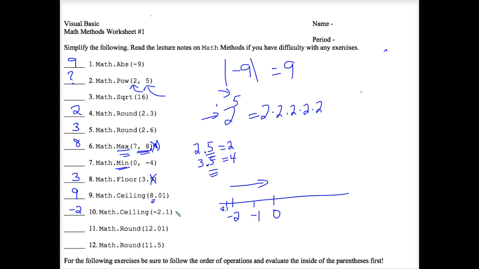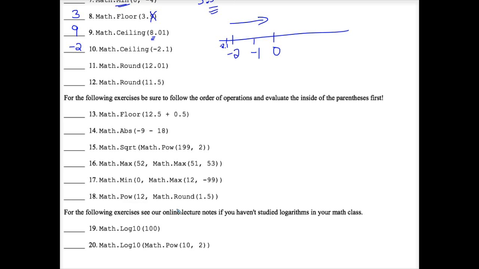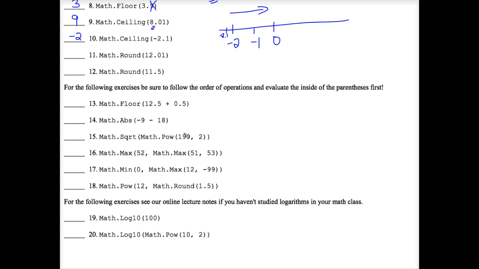Round, we've already discussed. Scrolling down here, you must follow the order of operations, so let's just do 1 or 2 of these. Let's look at number 16. You would work from inside the parentheses out. So first you must evaluate what's the max of 51, 53. Well, 53 is the bigger number there. So all of that just simplifies to 53.